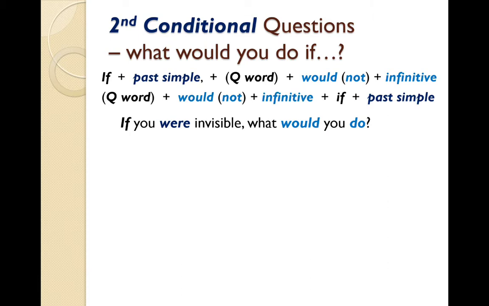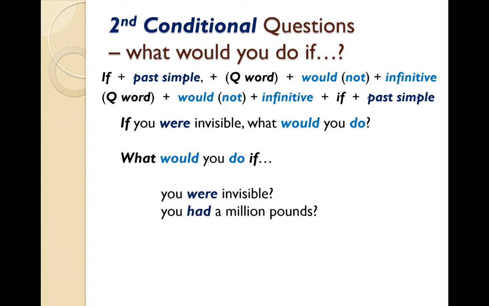Now, it's more usual, really, to start with the main clause. So we'd have a question word, and then would or wouldn't, an infinitive, and then the if clause second. What would you do if? And then we can finish the question in many different ways. What would you do if you were invisible? What would you do if you had £1 million? What would you do if you were the Prime Minister? What would you do if you were me?